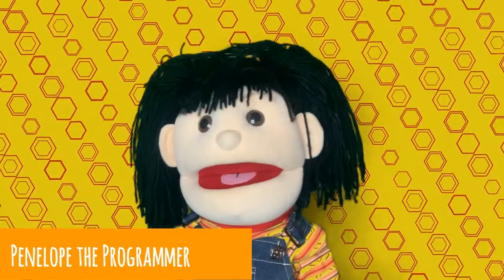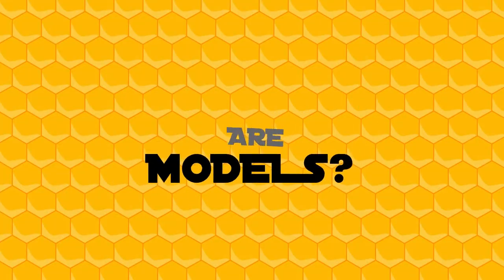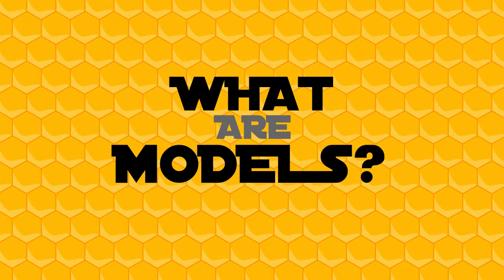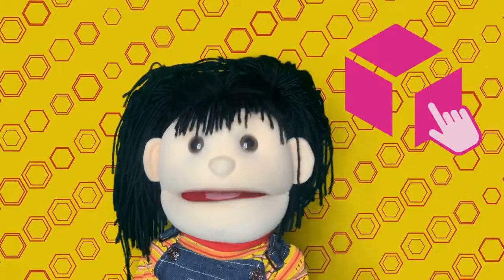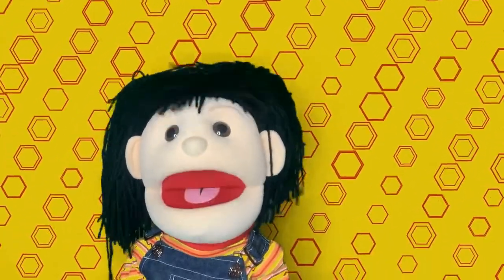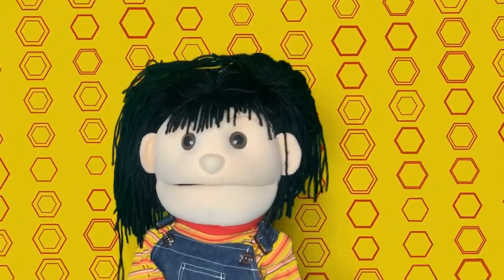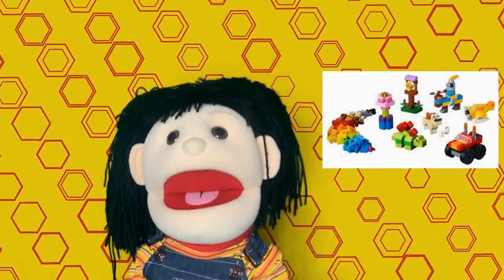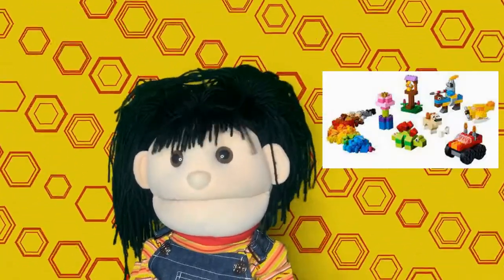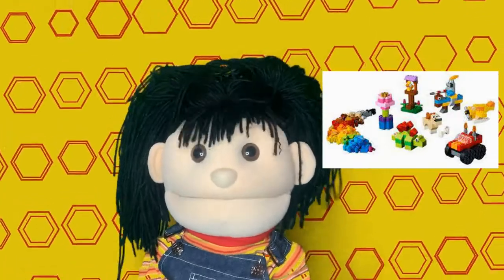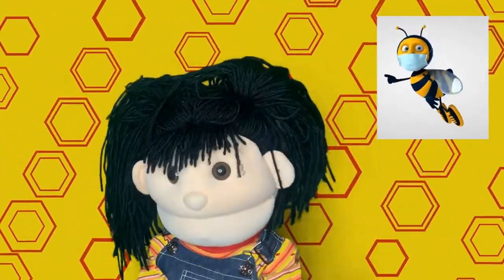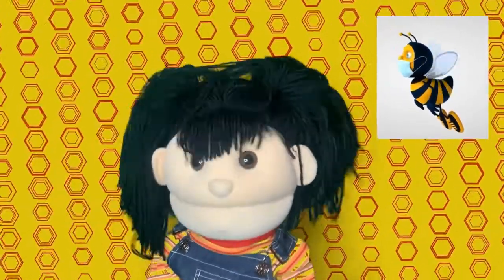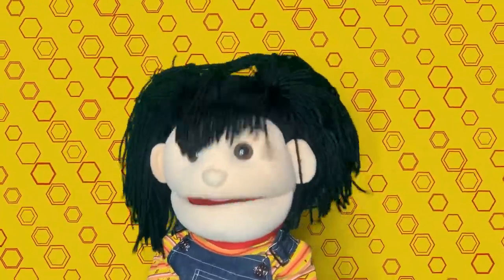Hi guys, I'm Penelope. Models are things that we can hold in our hands, and they tell us what things look like or how they work. I like using Legos. Legos help me build a model. Do you want to help me build a model of how bees pollinate plants? Yes! So cool! Let's go!